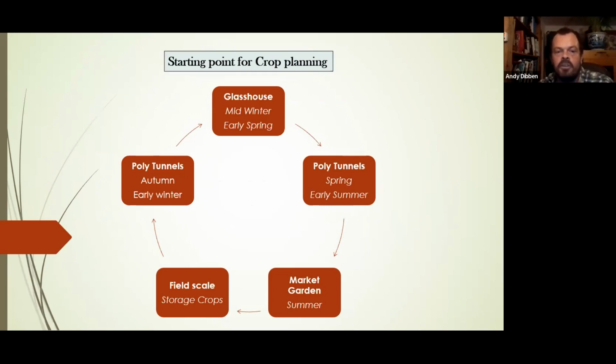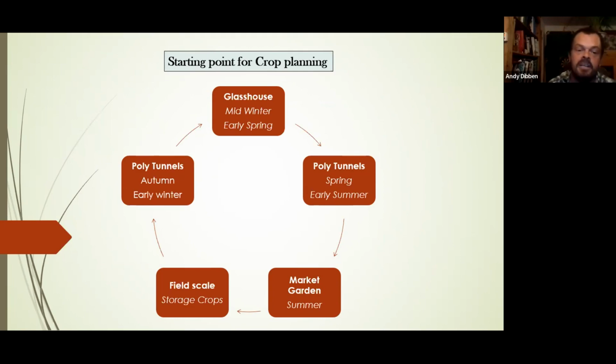Most crops start in the glasshouse, and that production starts at midwinter, early spring. Beetroots, carrots, lettuces, sugar snap peas, they all start in the glasshouse. Many of them then move on to their second crops of the same. So the same crops will do their second production in the polytunnels in spring and early summer. And then most of my harvesting is from the market garden in the summer. Meanwhile, I'm growing all my storage crops at field scale.